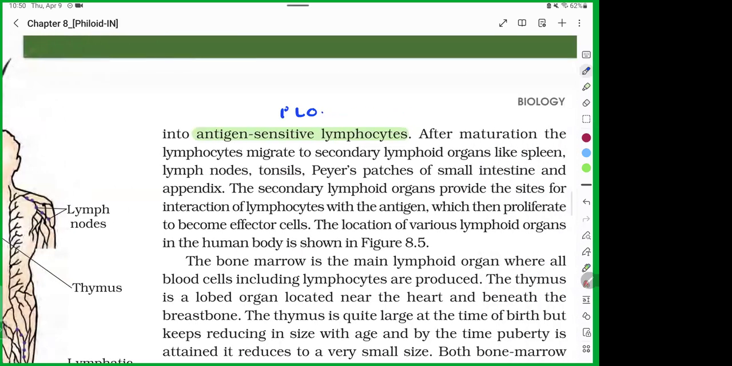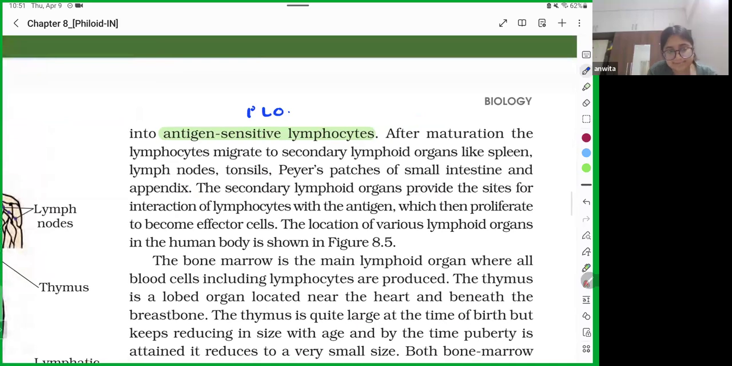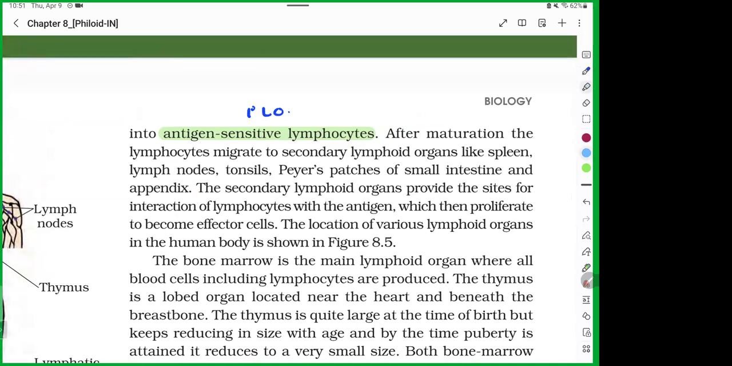Correct? After maturation, these antigen-sensitive lymphocytes will migrate to the secondary lymphoid organs. A question may be asked: name the secondary lymphoid organs. Spleen is one, lymph node is second, tonsil is third, Peyer's patches of the small intestine is fourth, appendix is fifth. Very important. What are the examples of secondary lymphoid organs?